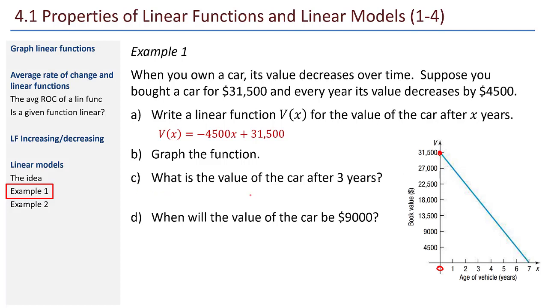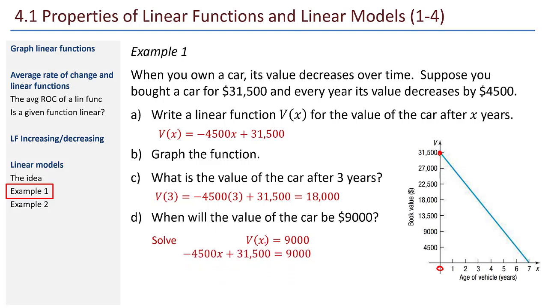C, what is the value of the car after 3 years? Well, in this case, all I need to do is plug in 3 for x, v of 3, and we end up with 18,000. The trickiest part is probably D. When will the value of the car be $9,000? So in this case, I need to solve the equation v of x equals 9,000. So I need to figure out what is the x that makes the value 9,000.